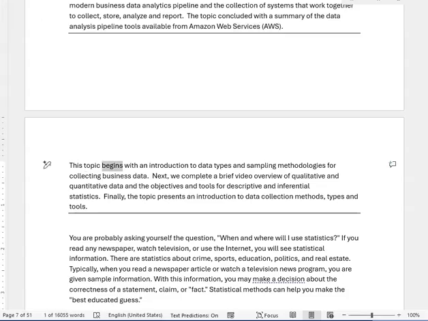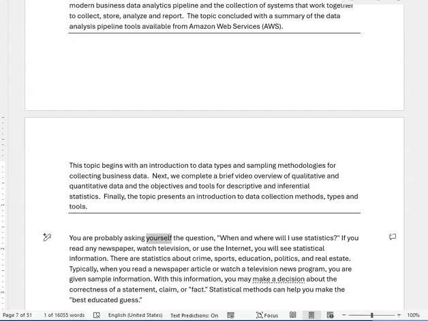This topic begins with an introduction to data types and sampling methodologies for collecting business data. Next, we complete a brief video overview of qualitative and quantitative data and the objectives and tools for descriptive and inferential statistics. Finally, the topic presents an introduction to data collection methods, types, and tools.